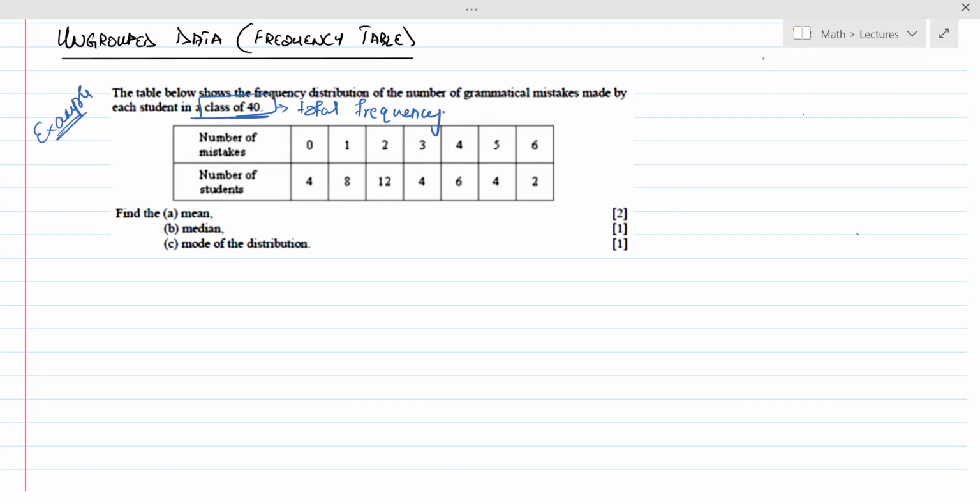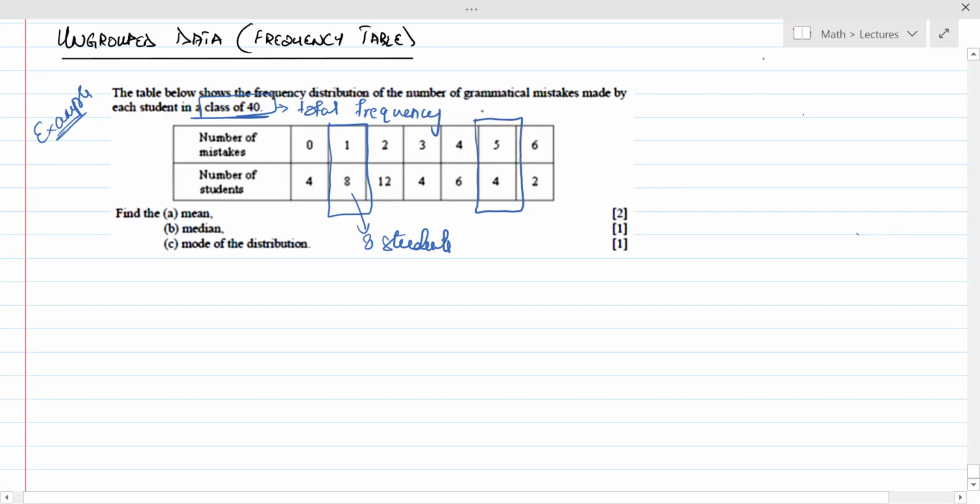Now this data has been categorized, or distributed, in a frequency table with respect to the mistakes. If you look at this particular column, it means there were 8 students who made one grammatical mistake. If you focus on this column, this means there were 4 such students who made 5 mistakes.